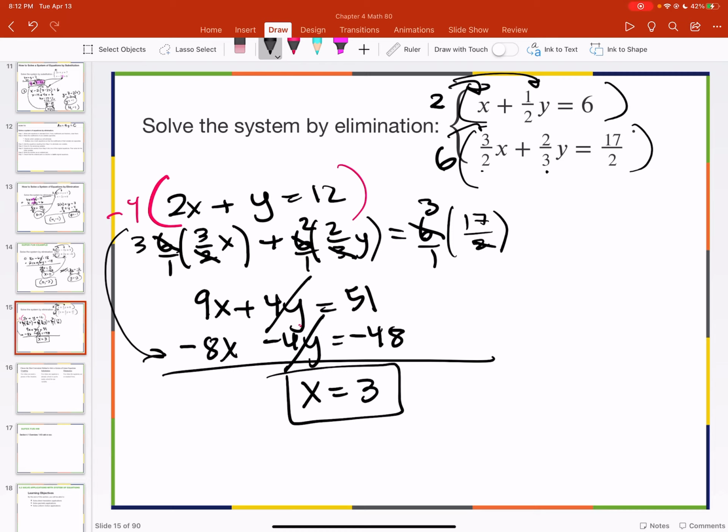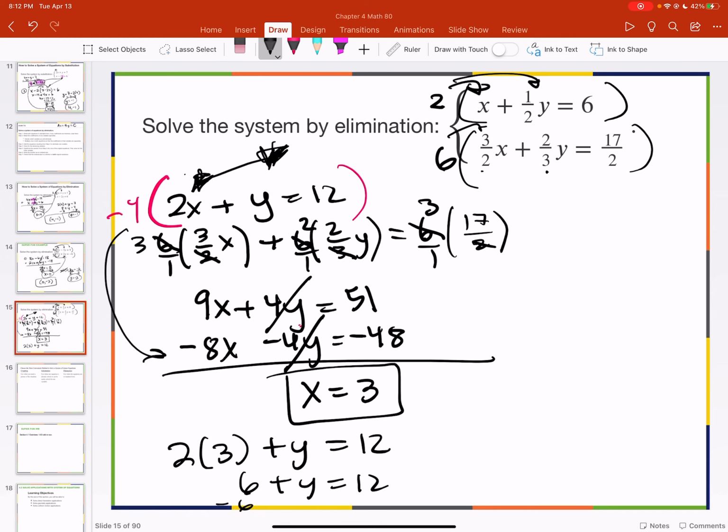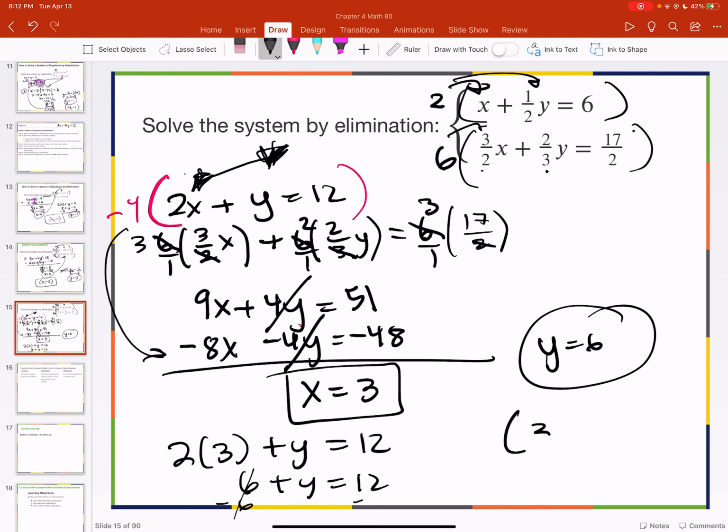So then let's plug it into here to solve for y. Well, technically, we're plugging it into here, right? And we're solving for y. So fine. So 2 times 3 plus y is equal to 12. So we get 6 plus y is equal to 12. Subtract 6 from both sides, and we get y is equal to 6. So that's your answer, 3, 6. Okay, that's where they cross.